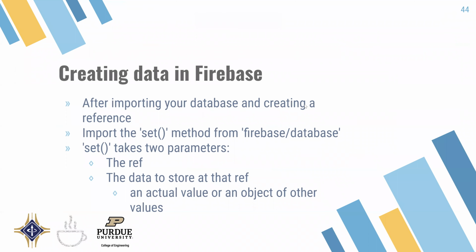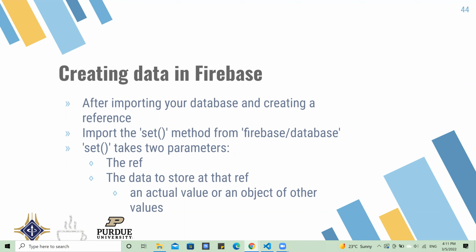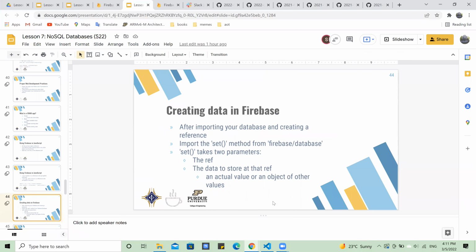Moving on to the first action, creating data in Firebase. After you import firebase/database, which is where you get your actions from, you need to import set from database. Set takes two parameters. The first is the reference, and the second is the data to store at the reference. The reference points to the location where you want to create the data, and the second parameter is what exactly you want at that location. An example of what that looks like is in demo 2.